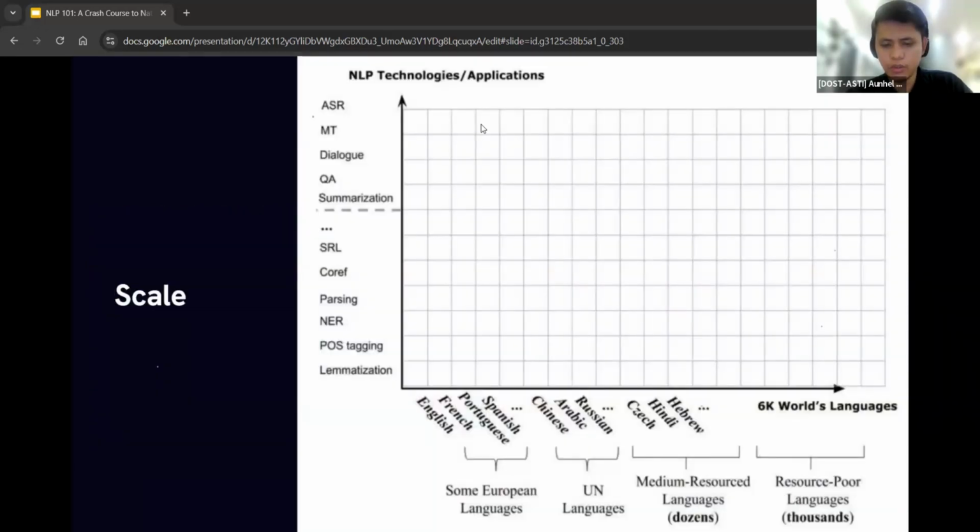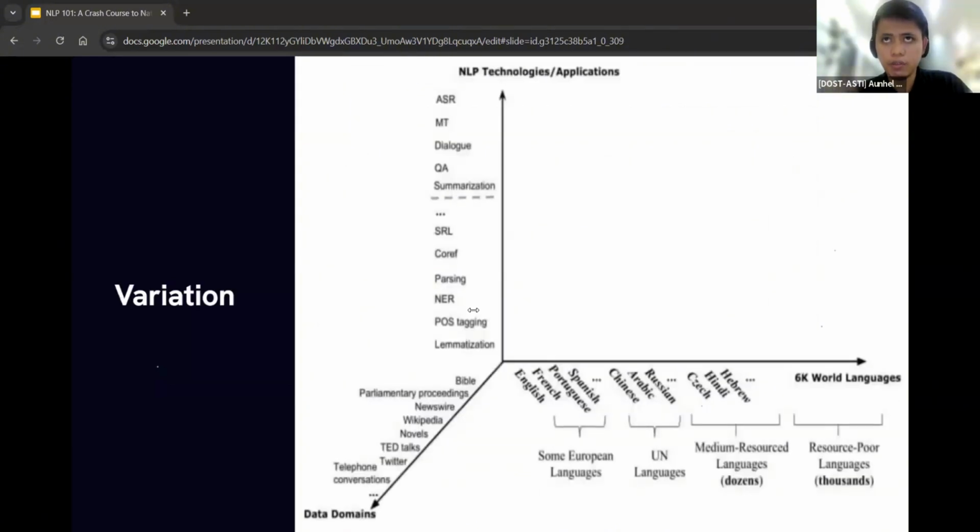We also have scale. Like I said, there are a lot of applications or tasks that we have, let's say POS tagging, machine translation, and there are also a lot of languages existing in the world. The counterpart is there are a lot of tasks and a lot of languages. There's also a lot of domains: agriculture, research, healthcare, education, for these types of applications. So these are the issues that we are trying to consider when developing systems that will understand natural language.